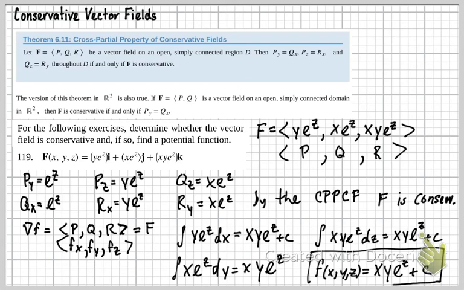So there's the second part of what they were asking me for. Once I do these partials and find out it's conservative, I can find that potential function by simply integrating each piece, P, Q, and R, with respect to x, y, and z, respectively. Okay, so there's our answer.